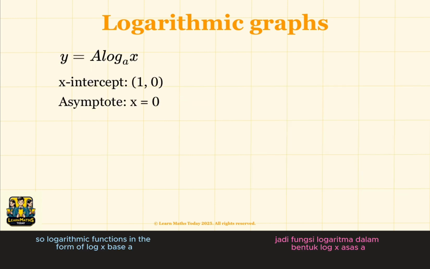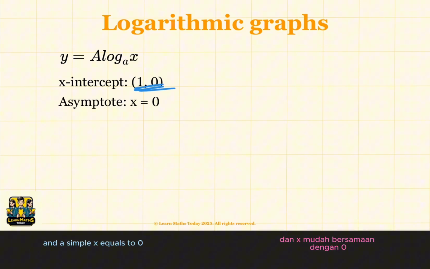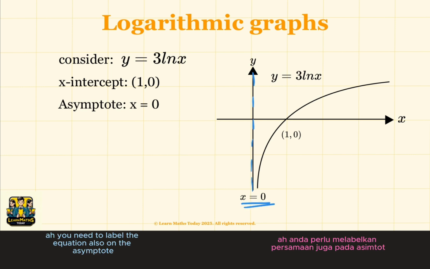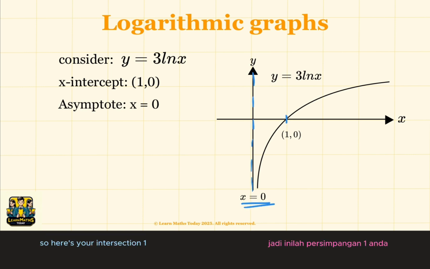So logarithmic functions in the form of log x base a multiplied by a will have x-intercept here and asymptote x equal to 0. So y equals 3 ln x. So to find the x-intercept, it's standard, right? It is (1, 0). It is always (1, 0). And the asymptote is x equals 0, which is this line. And take note, you need to label the equation of your asymptote. So here is your intersection at (1, 0). X is 1, y is 0.